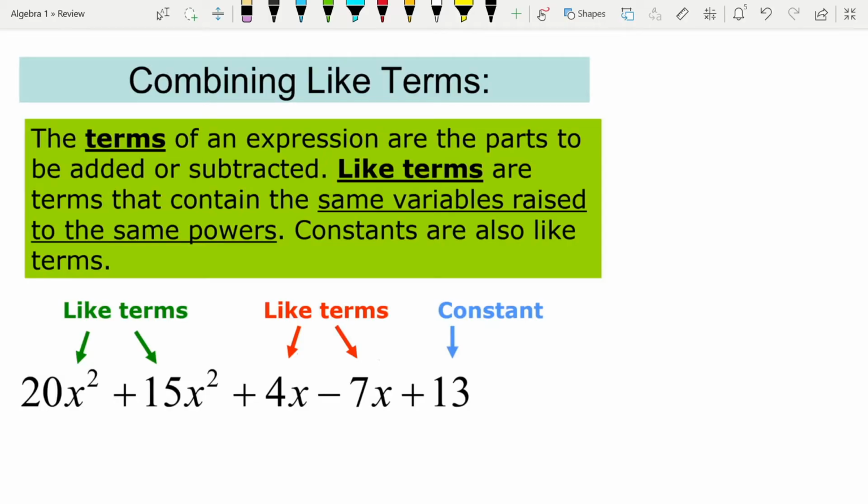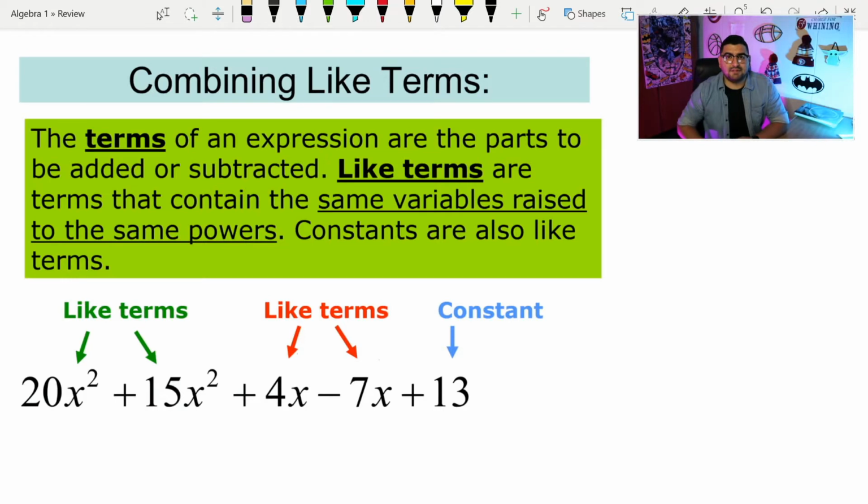Today we're going to be talking about how to combine like terms. So let's go ahead and get started. To begin, we're going to talk about a couple vocabulary terms that are going to help us understand today's lesson. The first one I want to discuss is basically what a term is. A term is a part of an expression that can be either added or subtracted.